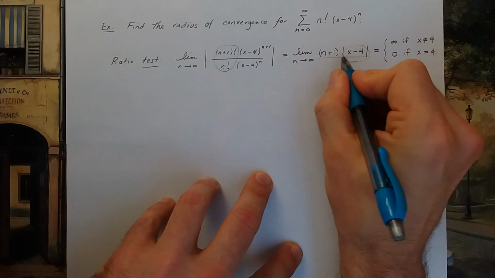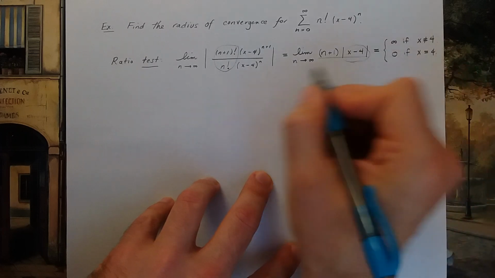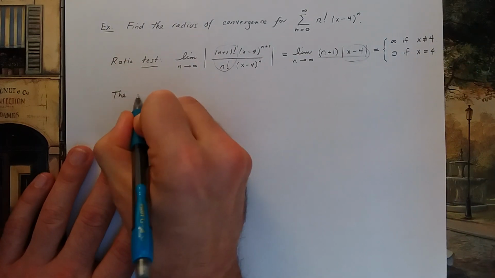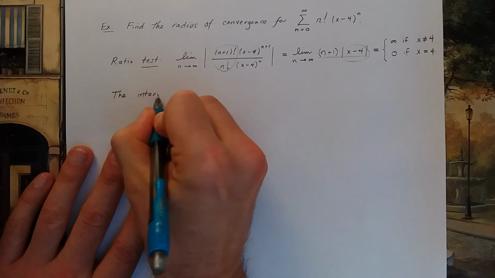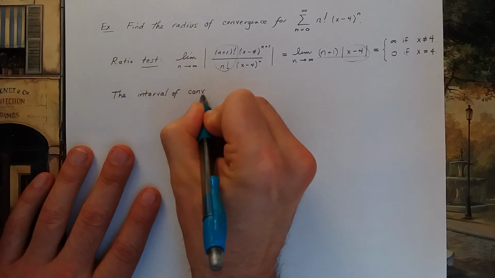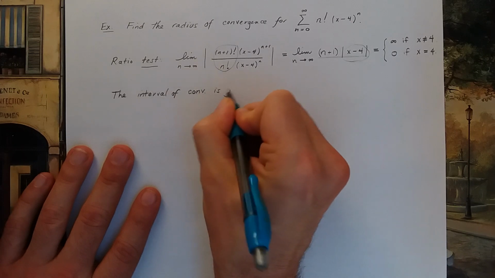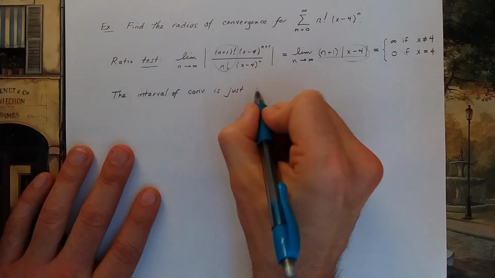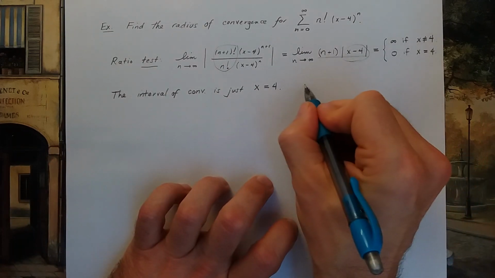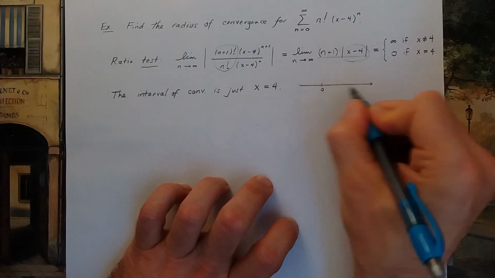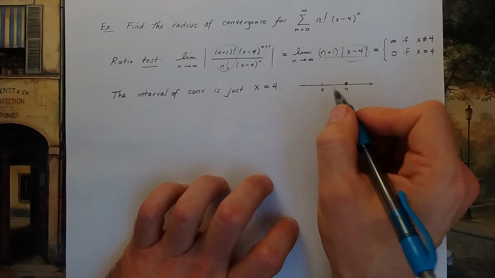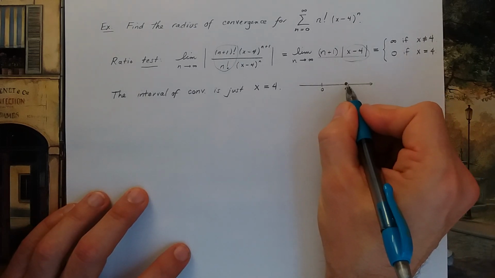In that case, it's just 0. So the interval of convergence is just x equals 4. That's it. It's a single number on the number line. There's 0, there's 4. That's the entirety of the interval of convergence. It has length 0, right?